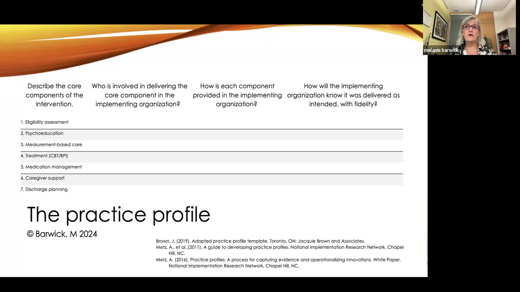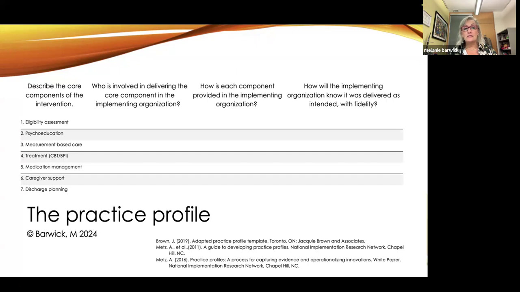They need to do a specific type of eligibility assessment for the program. They need to be able to provide a psychoeducation module for the youth and their caregiver, if their caregiver is involved. They need to be able to do measurement-based care digitally, so that's an issue. They need to be able to have their clinicians trained in providing 2 types of treatment, cognitive behavior therapy and brief psychotherapy. There's caregiver support. Actually, I'm missing one.